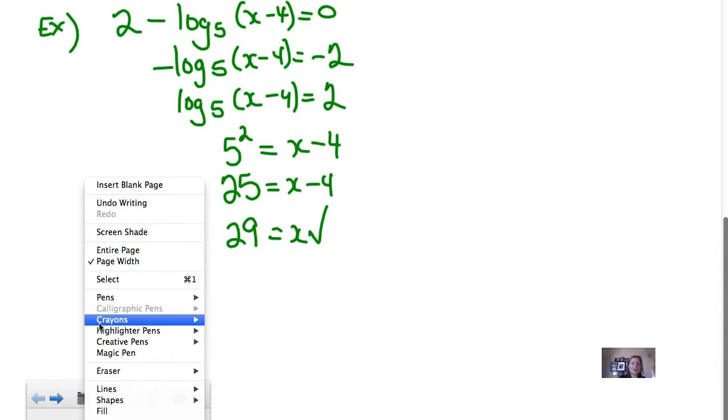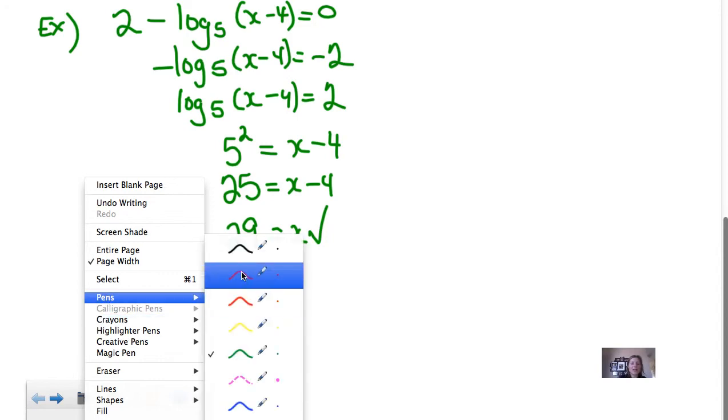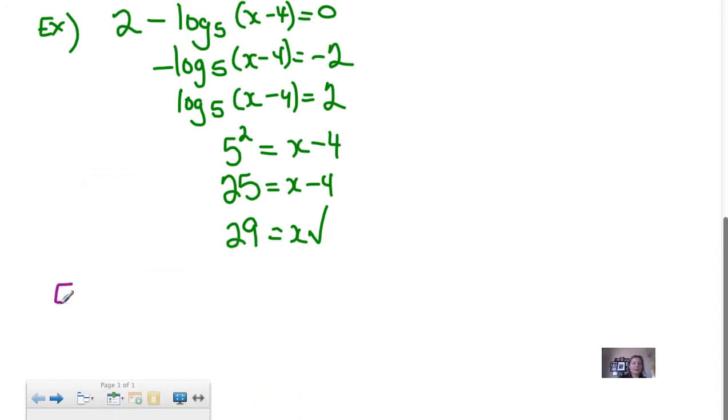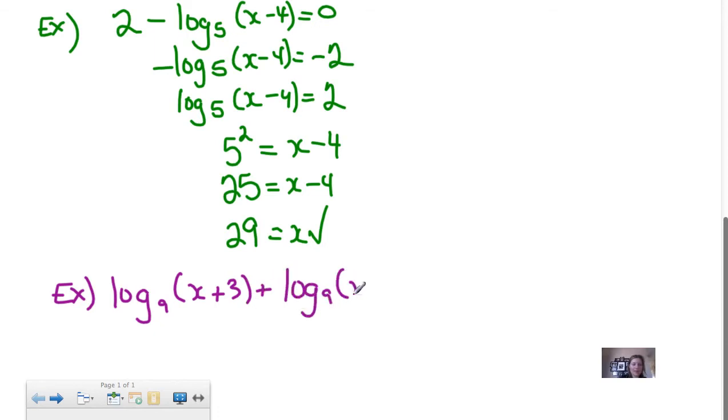All right, let me change pens. And let's try another solution. Okay, let's say I ask you to solve log base 9 of x plus 3 plus log base 9 of x plus 6 is equal to log base 9 of 10.